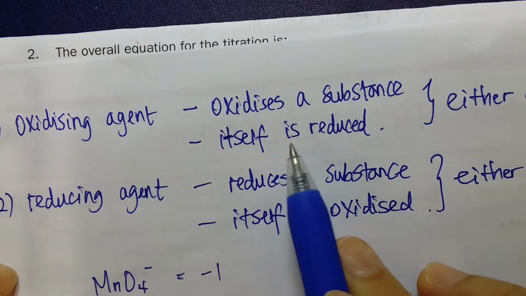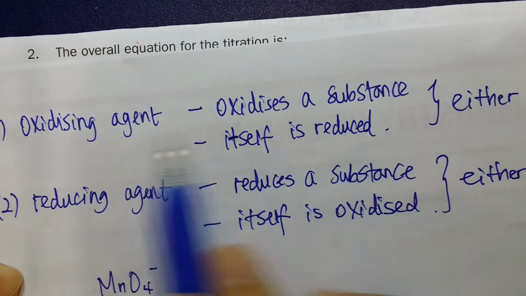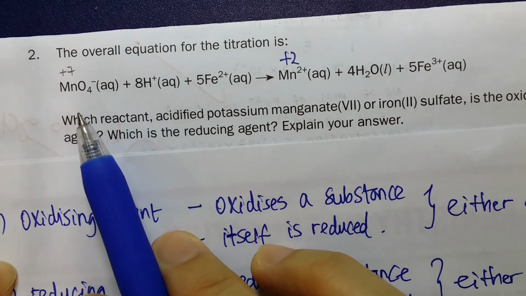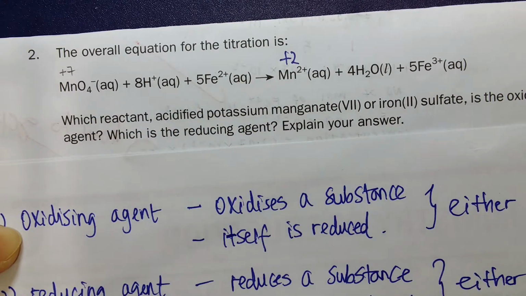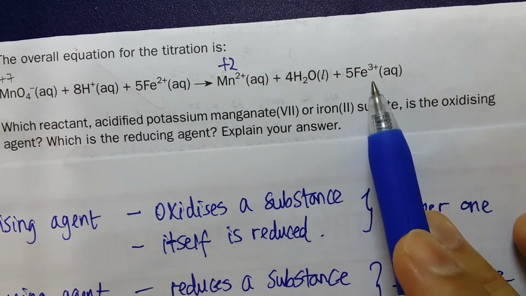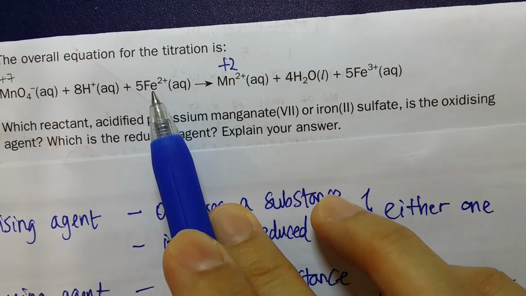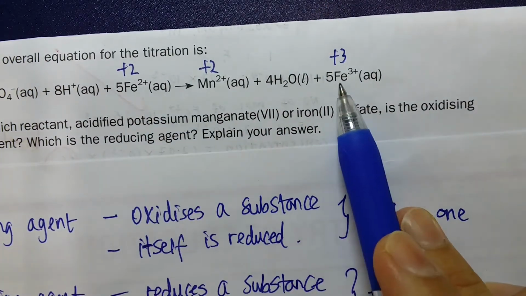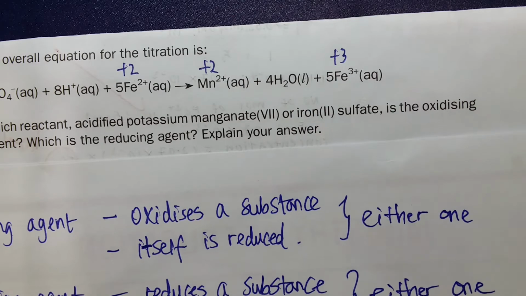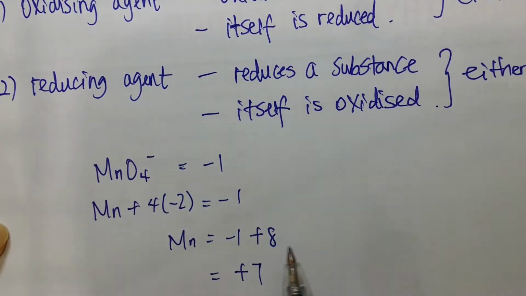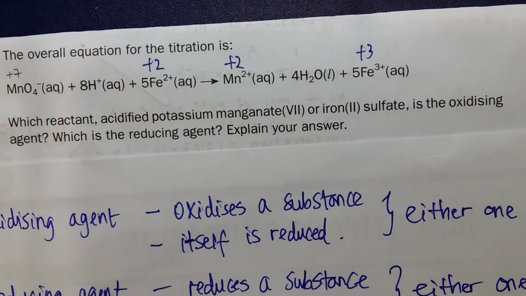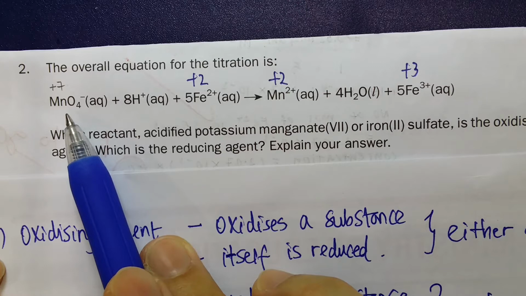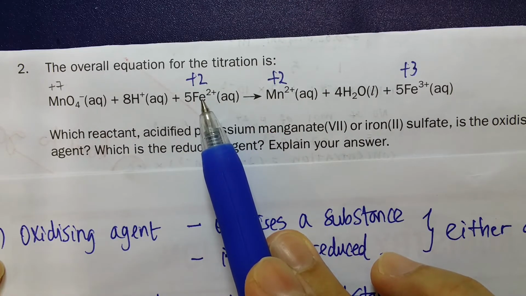So if we check the definition here, we can see that itself is reduced, so it must be an oxidizing agent. So MnO4 minus is an oxidizing agent because itself is being reduced. Now, how about Fe2 plus? Fe2 plus will become Fe3 plus. The oxidation state for Fe2 plus is plus 2. The oxidation state for Fe3 plus is plus 3. So itself is oxidized, which means it must be a reducing agent. So iron 2 sulfate must be a reducing agent. So potassium manganate 7 is an oxidizing agent. Iron 2 sulfate is a reducing agent.